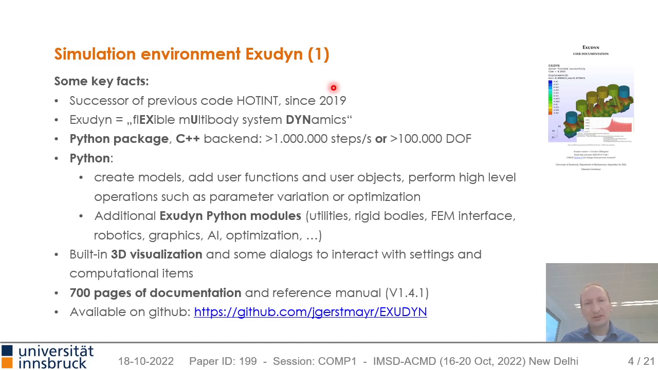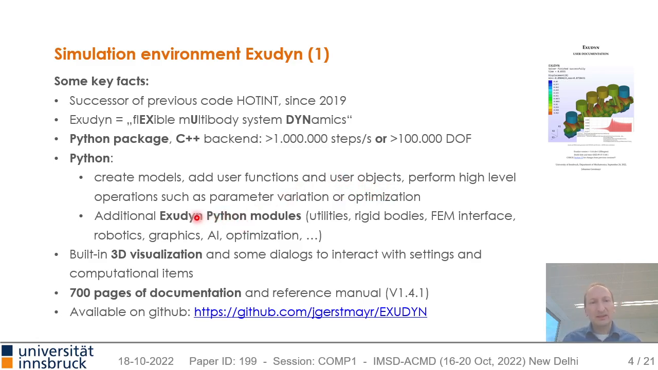Some key facts, developed over the previous 3 to 4 years. The abbreviation is from Flexible Multibody Dynamics. It's a Python package with a C++ backend, which is really efficient, with many time steps per second, but can also be used for large-scale systems, of course with much fewer time steps. The Python interface, or even the environment, is used to create models, add user functions, objects, and perform some really high-level parameter variation or optimization, and it is in fact not only embedded into Python, but built around Python.